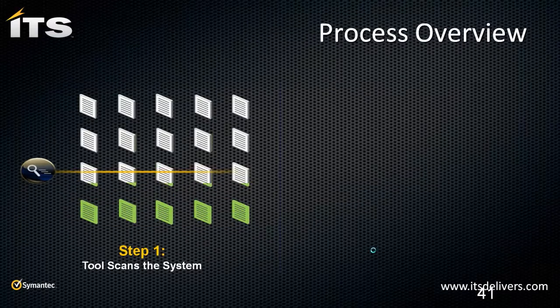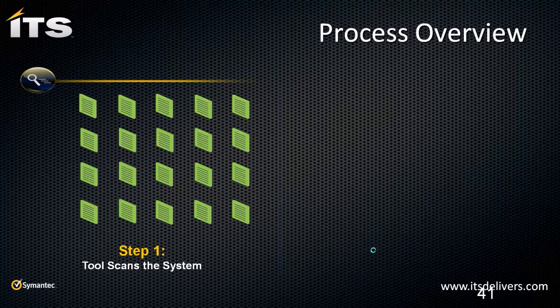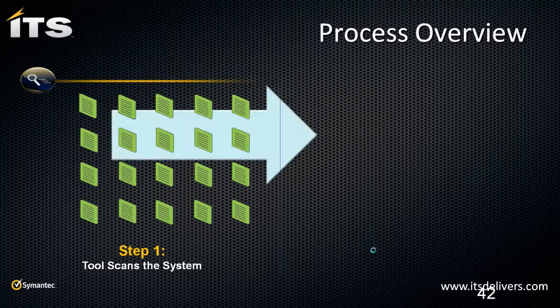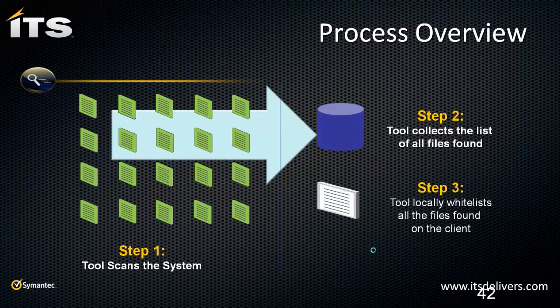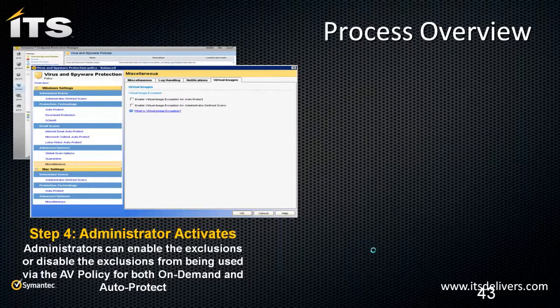So how does it work? I scan the first system. I collect the list of all the files found, and then I can whitelist all the files found on that client. So this is really allowing me to build my gold virtual image and say skip everything that's found on here. And you can see how I can activate that within a policy for both on-demand and auto-protect scanning.